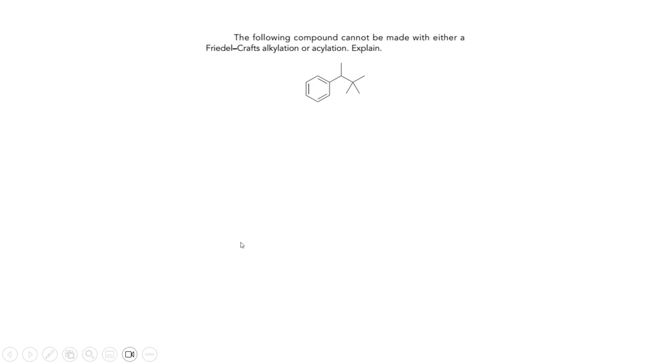All right, last one. I know we're about an hour in the video. Let's just do this last practice problem. It says the following compound cannot be made with either a Friedel-Crafts alkylation or acylation. Explain. Okay, why can't it go through either one? Well, if I break this up, I know that benzene needs to react with this group, right? I can just number the carbons. 1, 2, 3, 4, 5, 6.